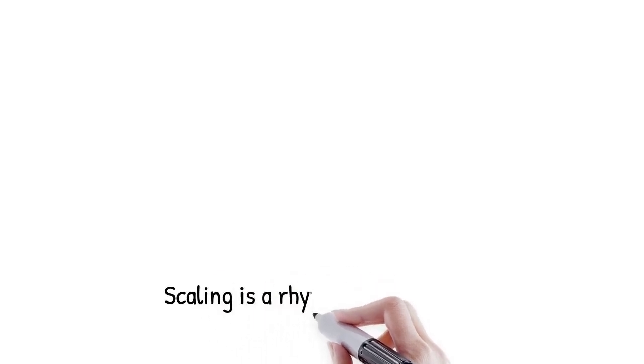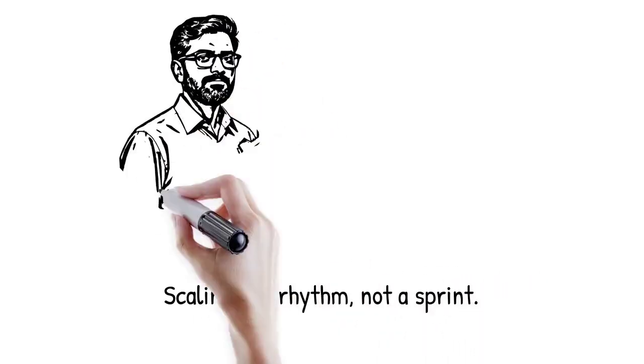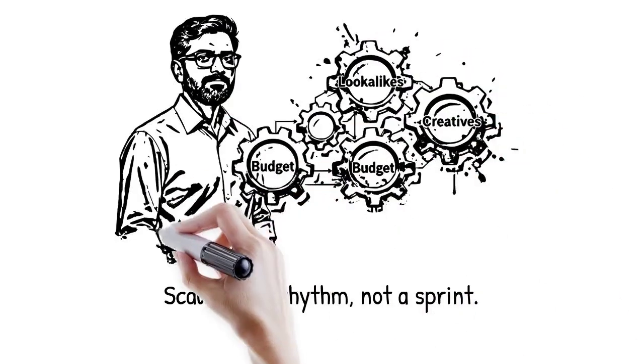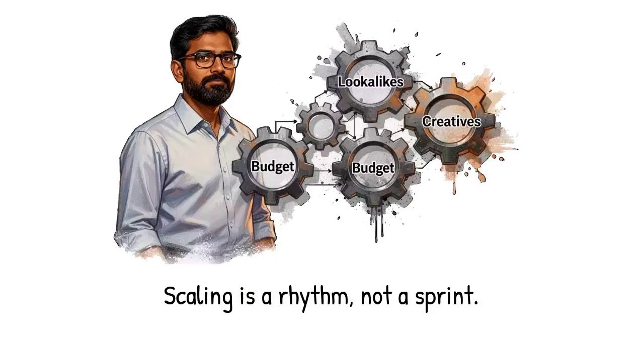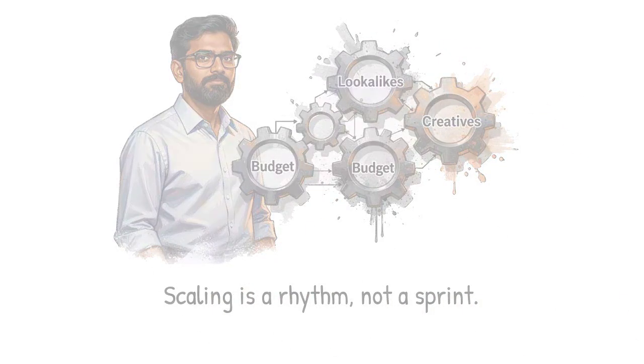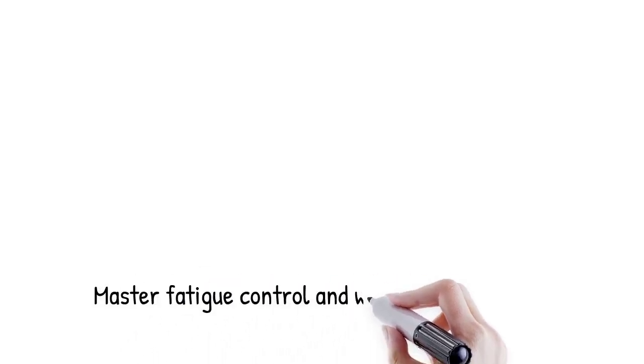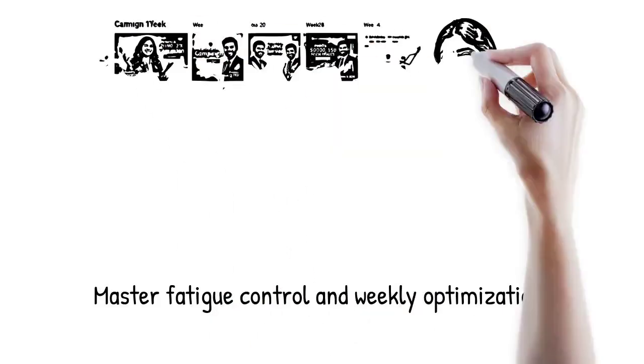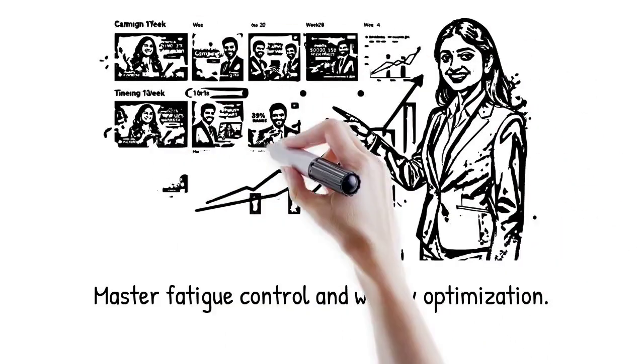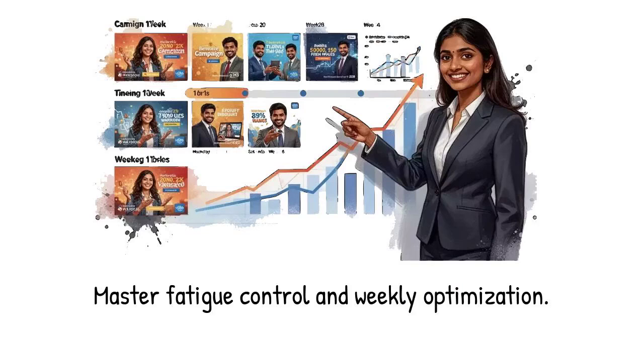The truth: scaling is not a sprint, it's a rhythm. Lookalike audiences give you reach. Your budget gives you power, but your creatives give you stability. When you master fatigue control, creative rotation, and weekly optimization, your campaigns stop crashing and start compounding. This is how brands scale for months, not days. This is how you build a predictable, profitable, unstoppable ad machine.